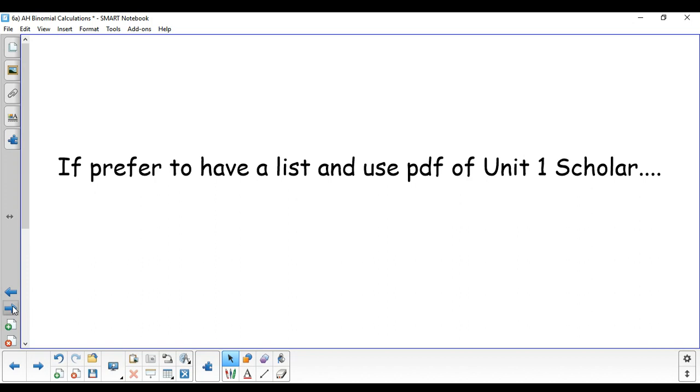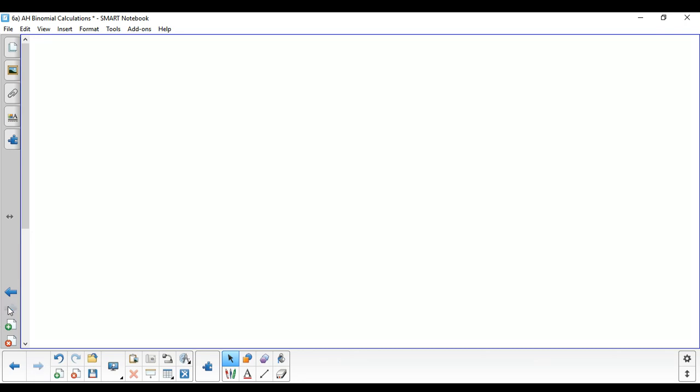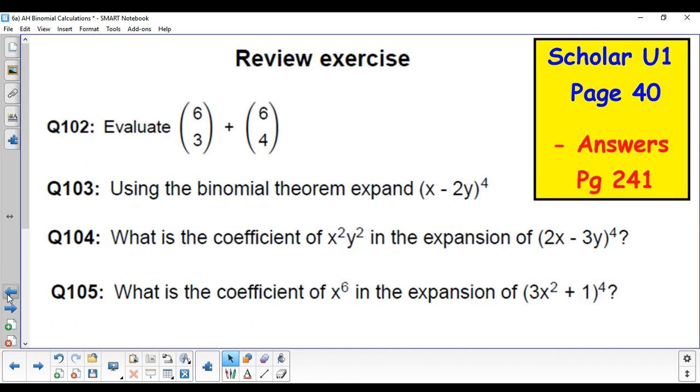You may prefer just to go by the list and work through it steadily and slowly yourself. So if you want, at the final part of the PDF, you've got the review, the advanced set, and the tasks involved. Okay, so that's that. I'll just go back and show you all the questions that you're going to do, so you can use the PDF, which they're all there, but you'll need to open that to check your answers anyway. And that's the end of binomial calculations.